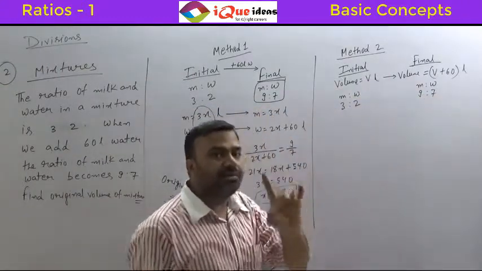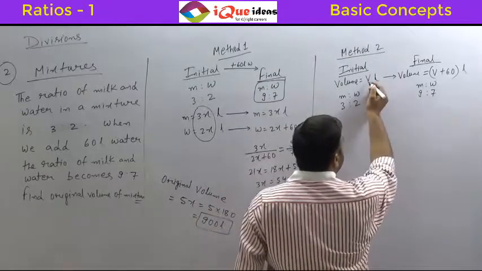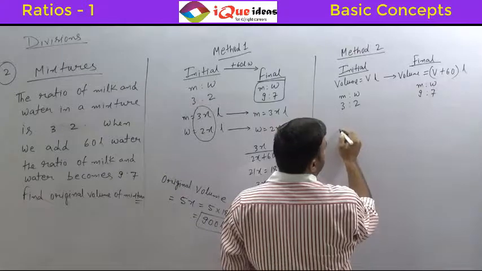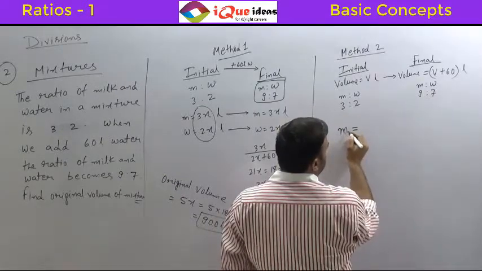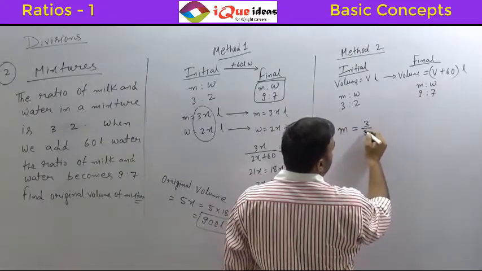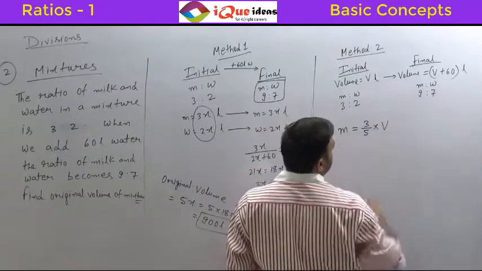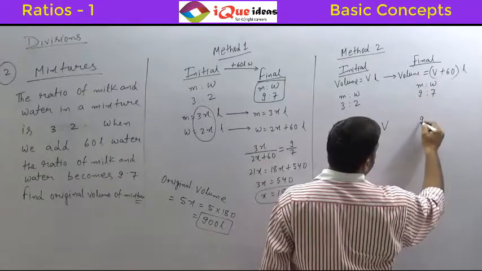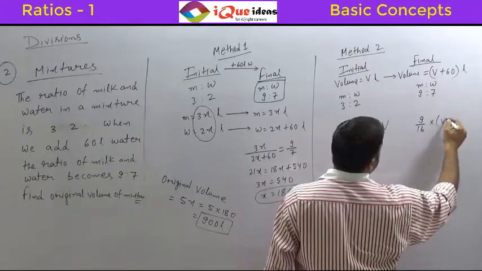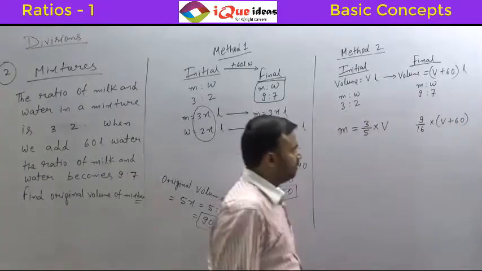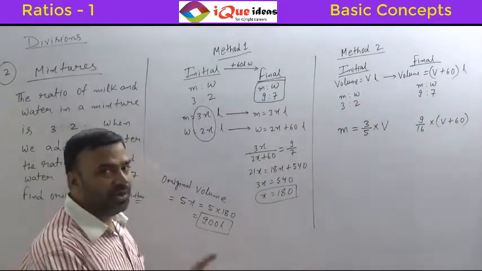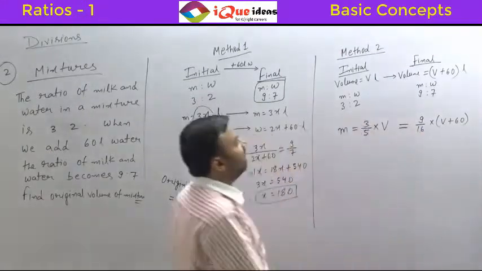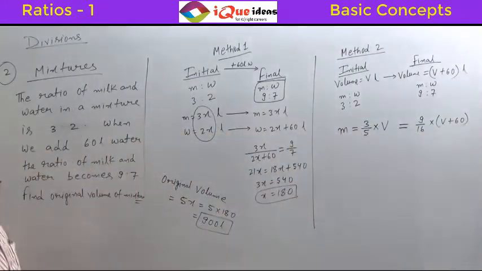We have done the method of divisions. Now divide V liter in the ratio 3:5. And no need to find both the fractions, just find the part of milk. The part of milk will be, the ratio is 3:2, so it will be 3/5 into the total quantity, that is V. Similarly, here the milk quantity will be 9:7, so 9/16 into V plus 60. Okay, and the quantity of milk is going to be the same, so equate them. Understand that we are adding only water. There will be no change in the quantity of milk.